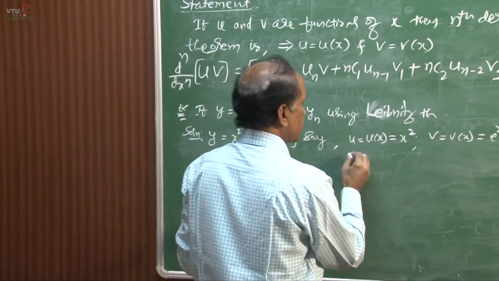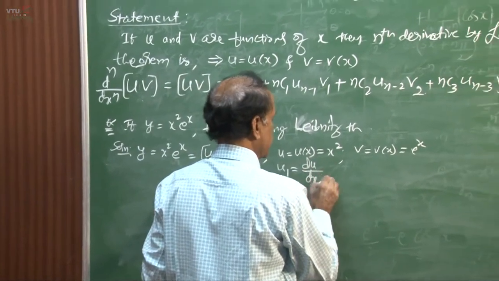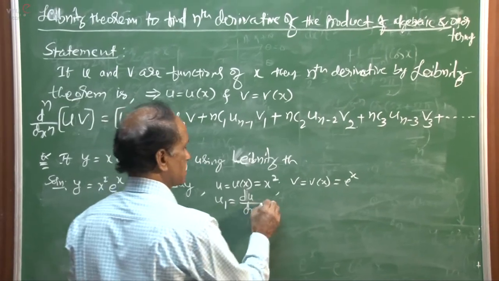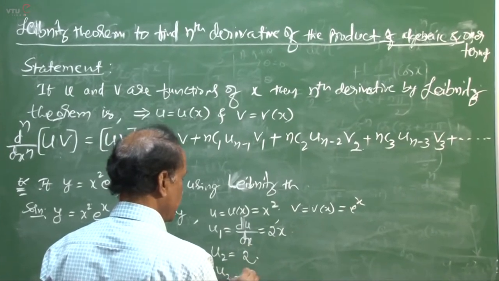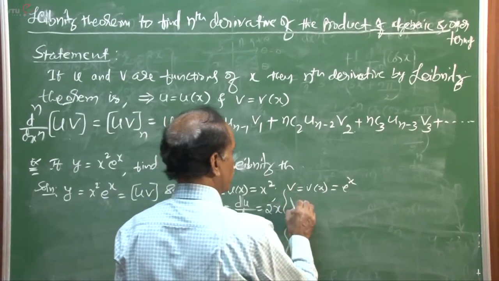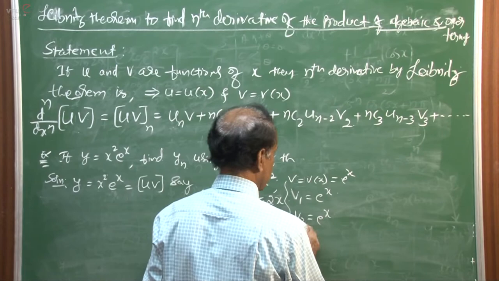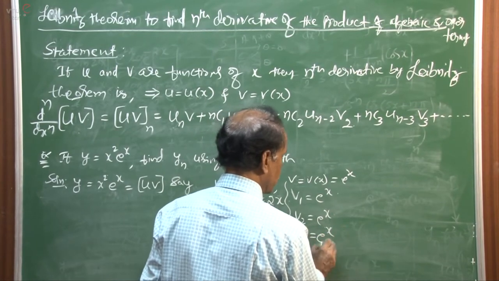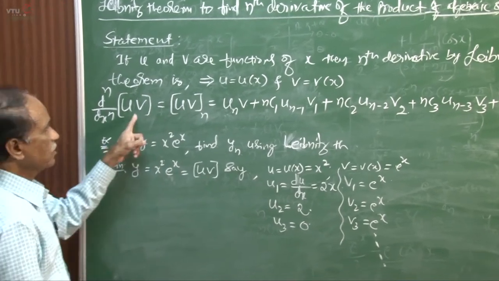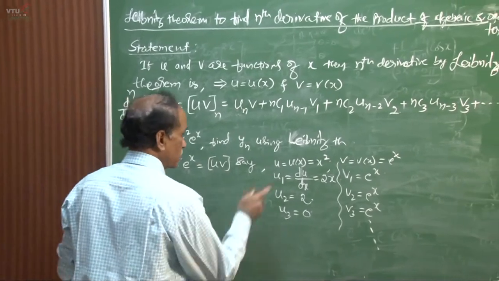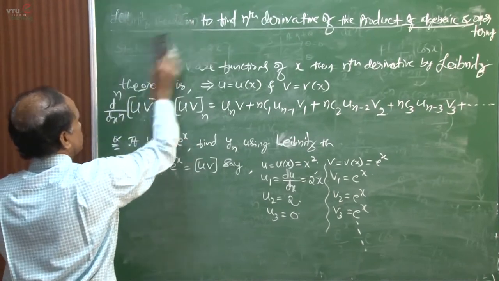Then here what I am taking is u1, nothing but du by dx. U1 is du by dx, it should be 2x. U2 is only 2, and u3 is 0. Then v1 is equal to e to the power x, v2 is equal to e to the power x, and v3 is also e to the power x, and so on. That is not going to converge, that term remains the same. Now how will this formula be applied to expand this product using the Leibniz theorem?